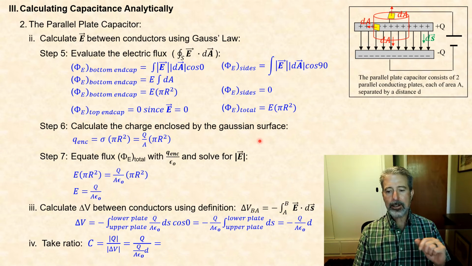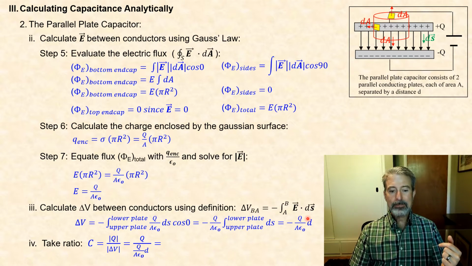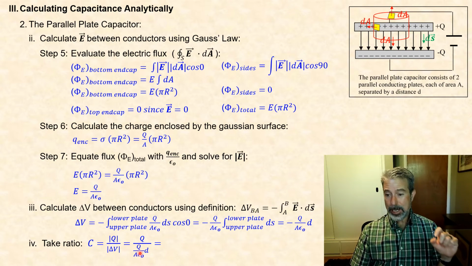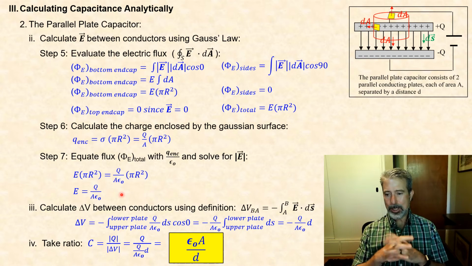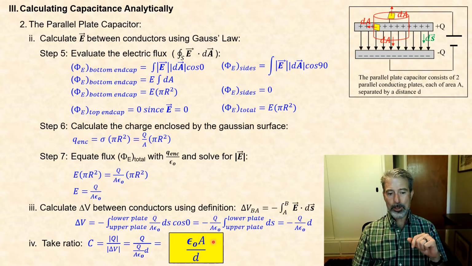We are now ready to calculate the capacitance by taking this ratio. Notice we take Q, divide by our expression here, which we make positive, right? We take the positive value here, and when we take that ratio, we see that the Q cancels out, and this is what we are left with: epsilon naught A over d. Now take a look at this. This should make a lot of intuitive sense to you.